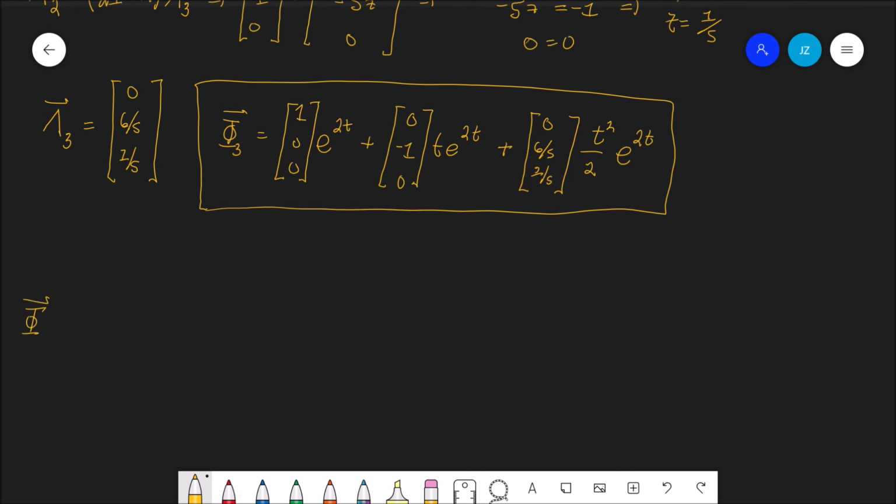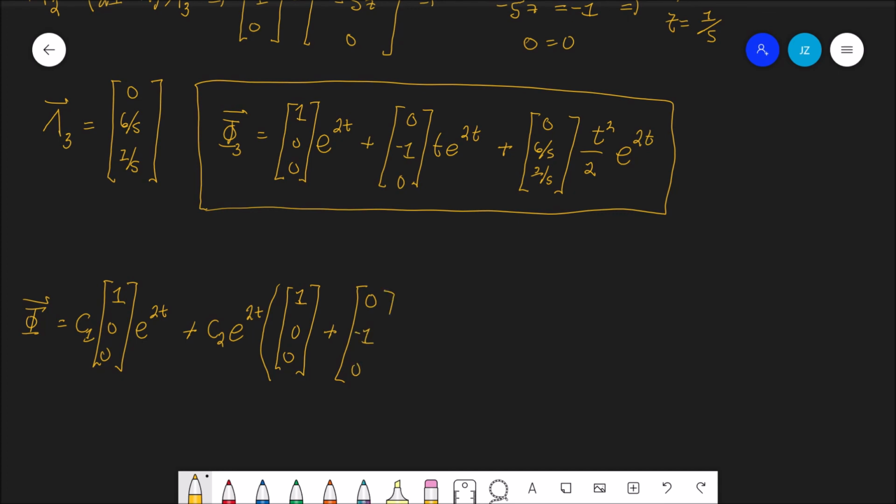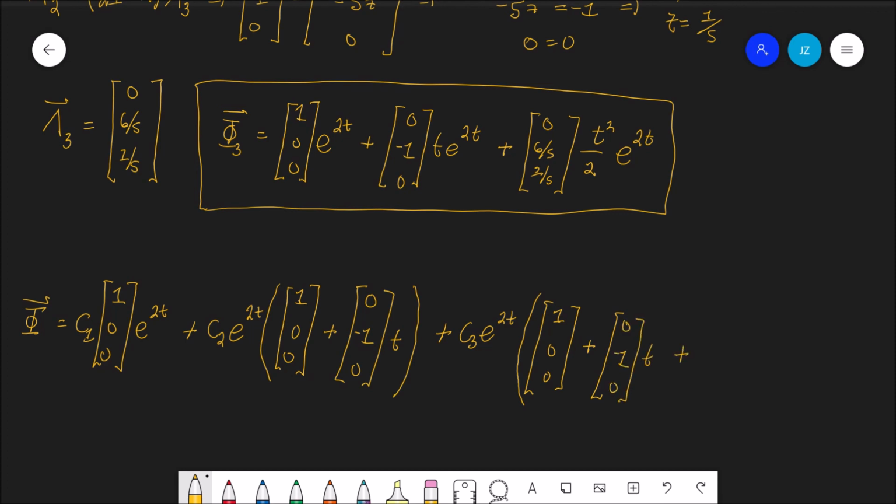So our general solution would be C1 times (1, 0, 0) e to the 2t plus C2 e to the 2t times the quantity of (1, 0, 0) plus (0, minus 1, 0) t, plus C3 e to the 2t times the quantity (1, 0, 0) plus (0, minus 1, 0) t plus (0, 6/5, 1/5) t squared over 2.